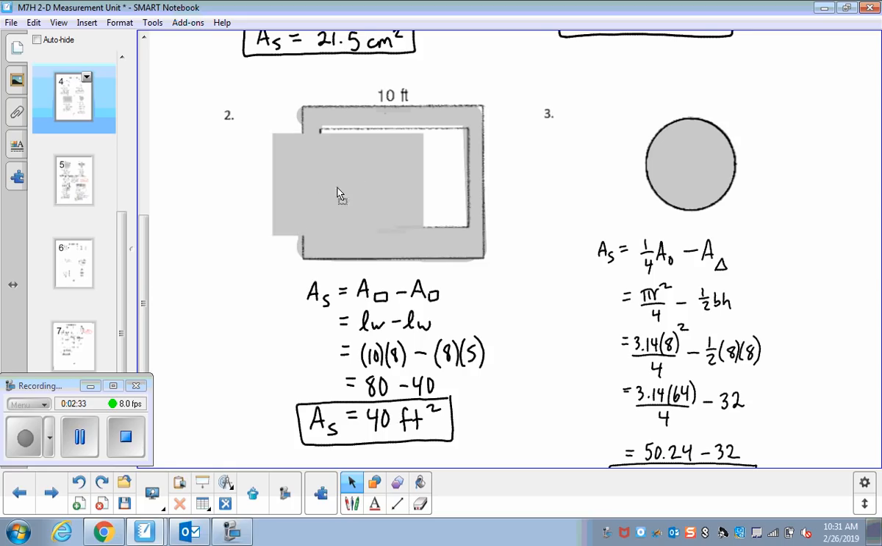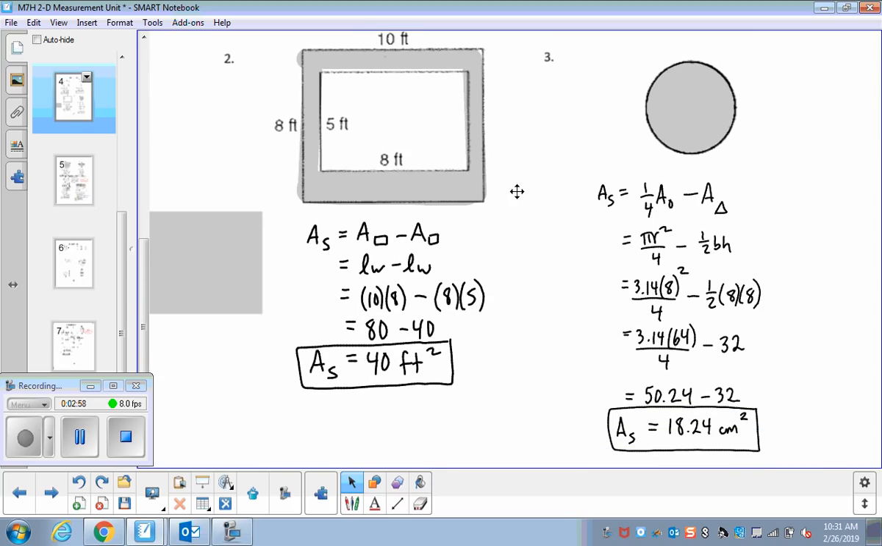So what we're going to do is we have this one big huge 8 by 10 figure, and when we take that 8 by 10, we're going to remove this 8 by 5. So in the work, we have the 8 by 10, which is the 80, and we are removing the 8 by 5, which is 40. And so the area that's remaining, this shaded region, is going to be 40 square feet.